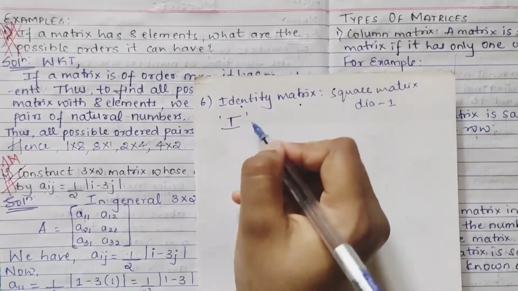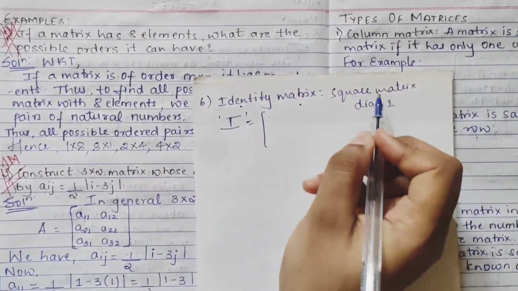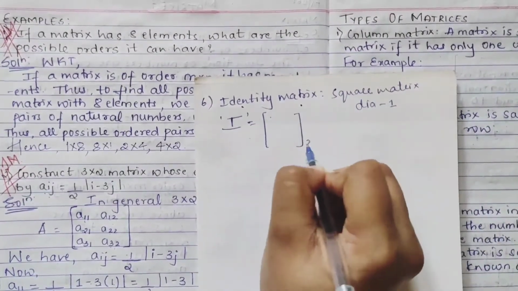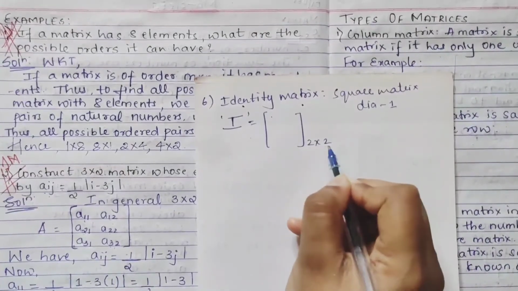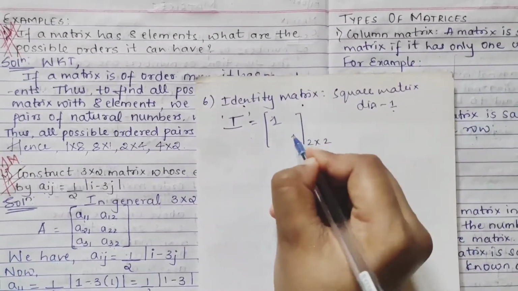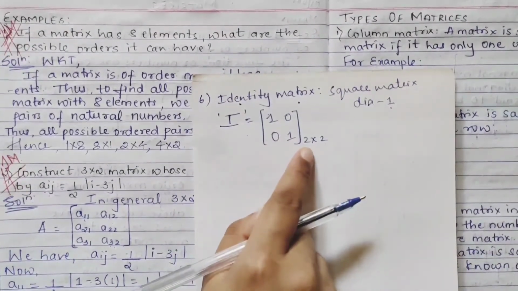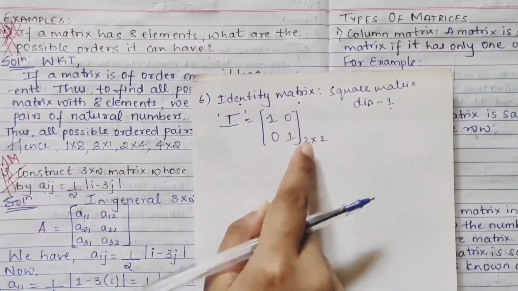Like you write I is equal to, it should be a square matrix. Suppose this is 2 cross 2, meaning your rows are 2 and your columns are 2. Diagonal elements should be 1, so this and 0, 0. This is the identity matrix of order 2 we tell. 2 cross 2 means order 2.